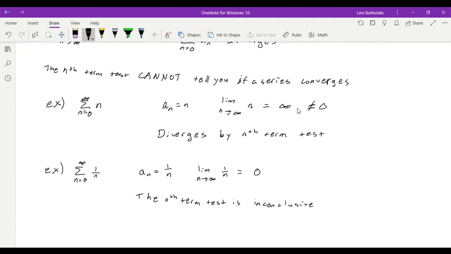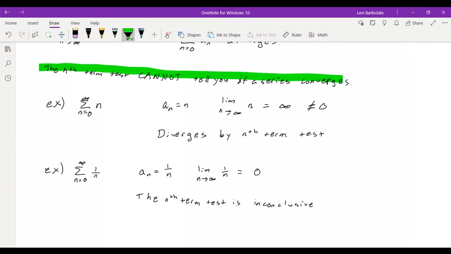And as it turns out, this series is actually divergent, using some other tests that will be introduced to you later on in the course. But the big thing to note is you cannot apply the nth term test to say that a series converges. Do not ever do that.